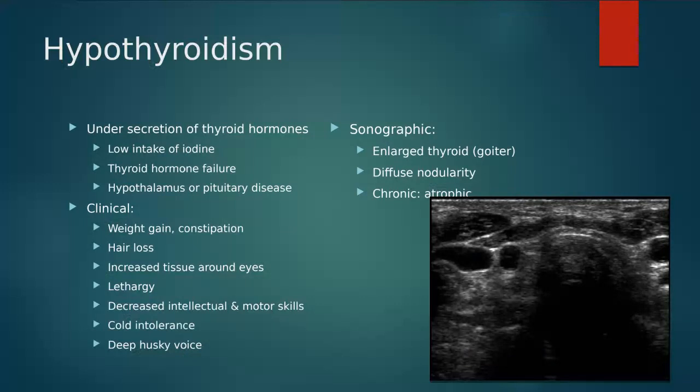So one of the most common things that we are going to hear about in terms of indications for an ultrasound exam is going to be hypothyroidism and hyperthyroidism. Now, hypo, right there in the word, it's saying that there's not enough of something. So we have hypothyroidism, the undersecretion of those thyroid hormones. We just learned about those in our previous PowerPoint. So this means that we can have low intake of iodine, we could have thyroid hormone failure, we could have something abnormal happening with our hypothalamus or our pituitary gland. So there are a lot of different causes of hypothyroidism, that undersecretion of those 3 main endocrine thyroid hormones.